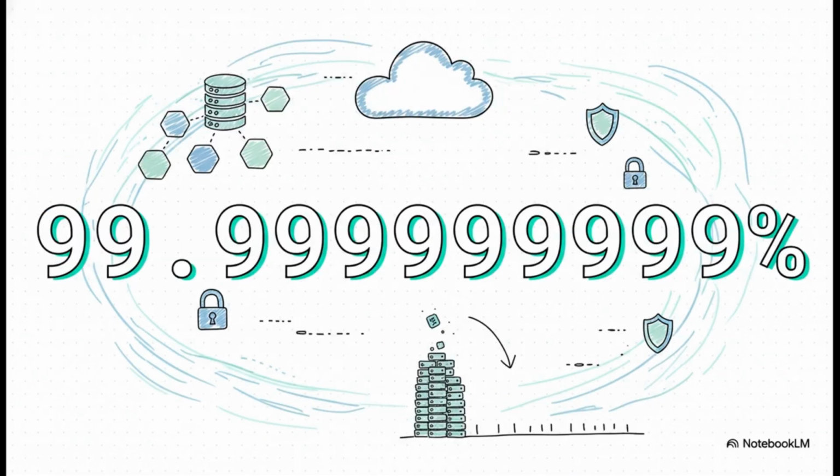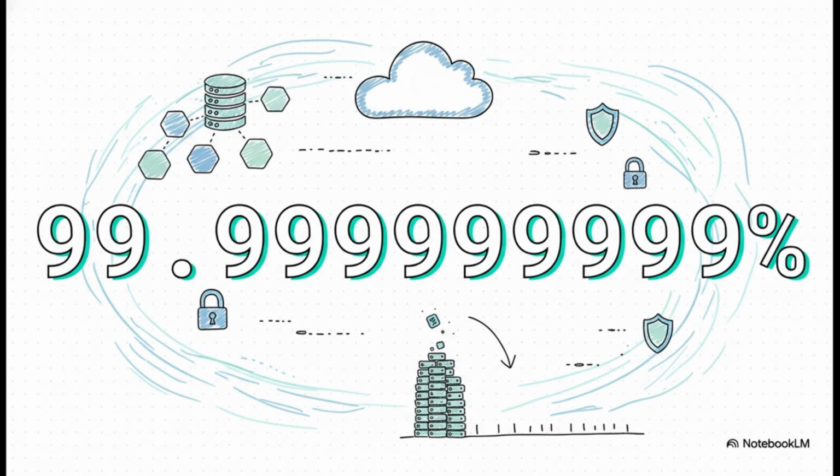And when we talk about reliability, I mean, the numbers are just mind-blowing. Look at this. This is the promised durability for Amazon S3, 11 nines. So what does that actually mean? Well, it's designed so that if you stored, say, 10 million files, you could expect to lose just one of them once every 10,000 years. Yeah, that is the level of peace of mind we are talking about here.